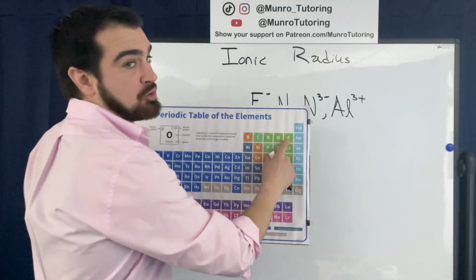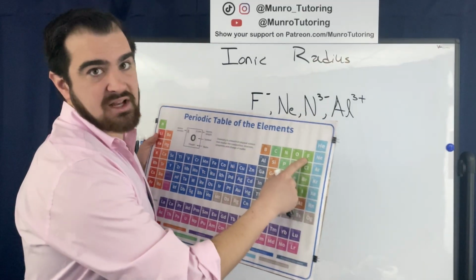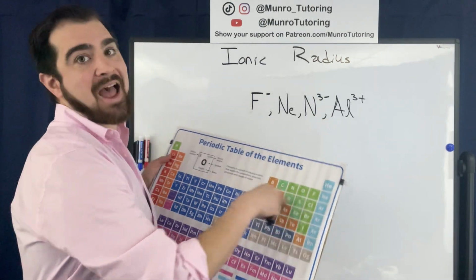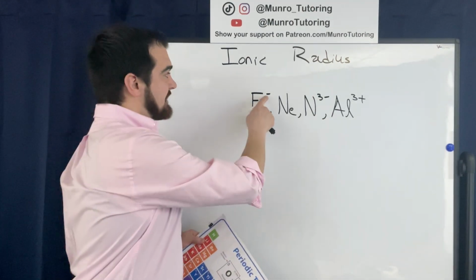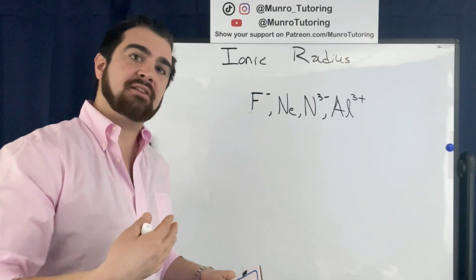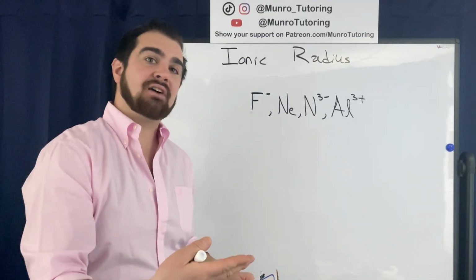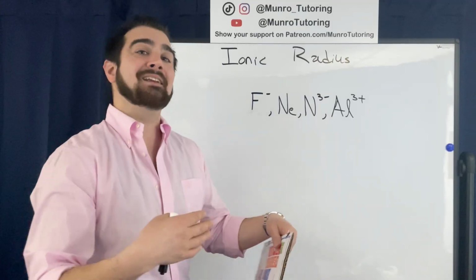So if we take fluorine, we have 9 protons and 9 electrons in the neutral version of the atom. Then we add an electron, and now we have a negative charge, right? Remember, electrons are negative, so if we have a negative charge, we're just adding an electron. So now we have 10 electrons and only 9 protons, that's why we have a net negative charge, all right?